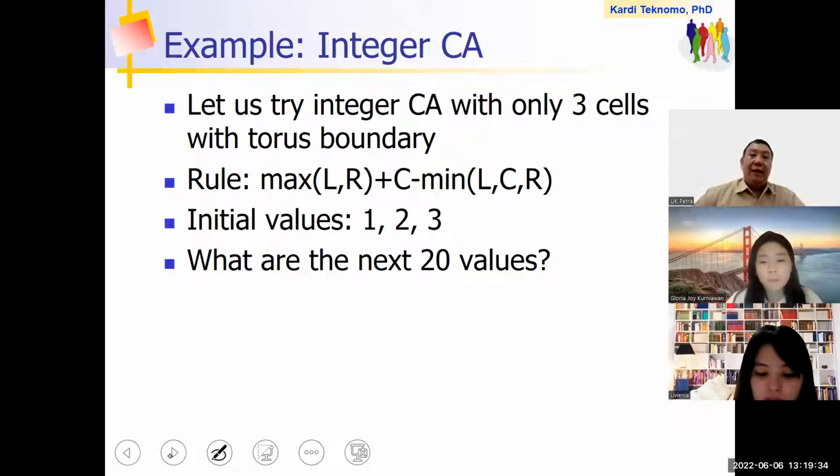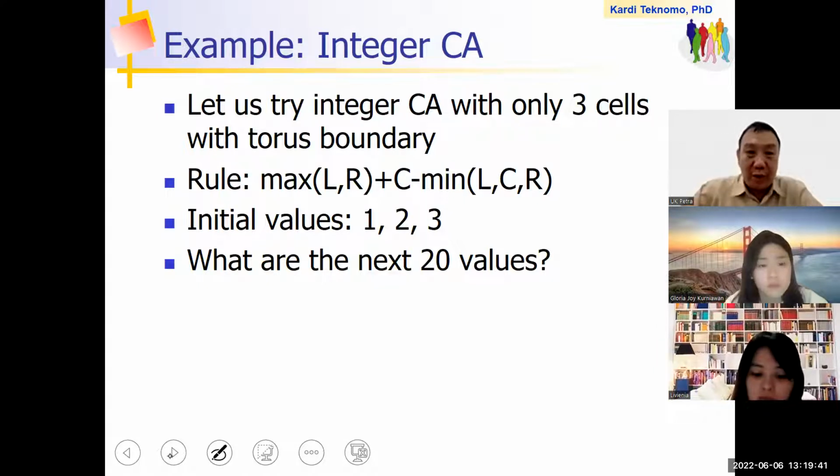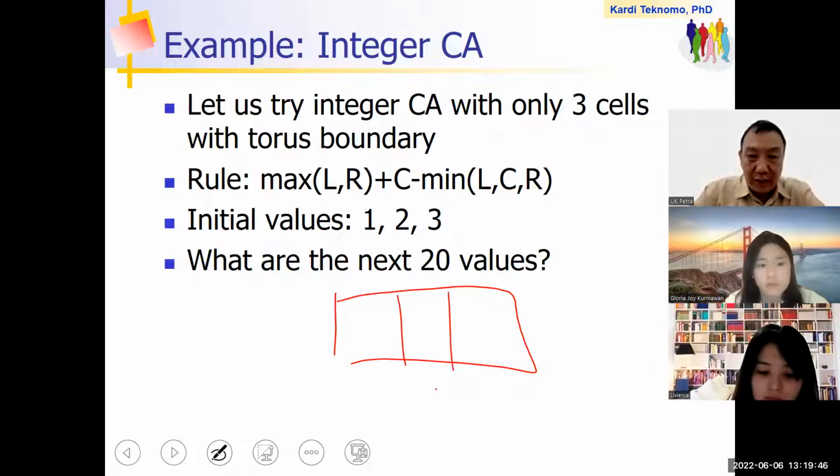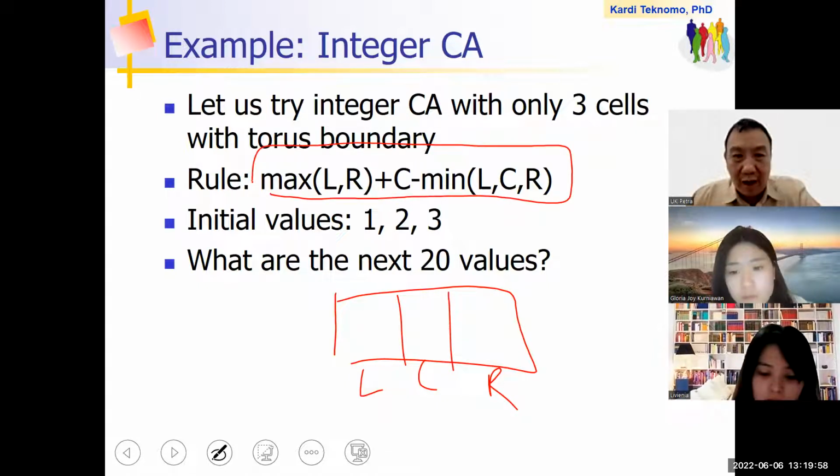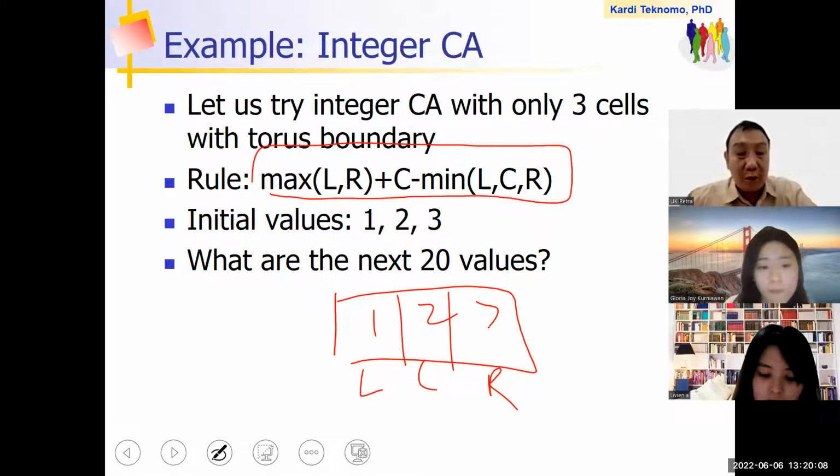Now, let's try so that you can understand the CA with only 3 cells. So you have only 3 cells. Let's call this C, this is L, this is R. The rule, let's define this: the maximum of L and R, plus C, minus the minimum of L, C, R. The initial value is 1, 2, 3. What will be the next 20 values?